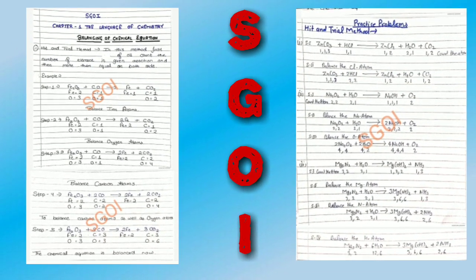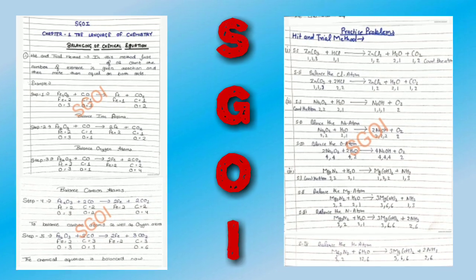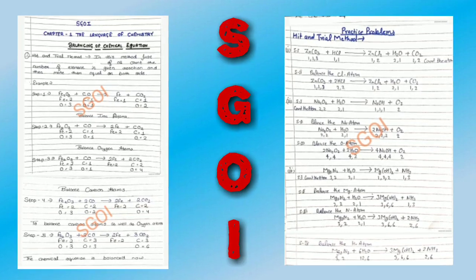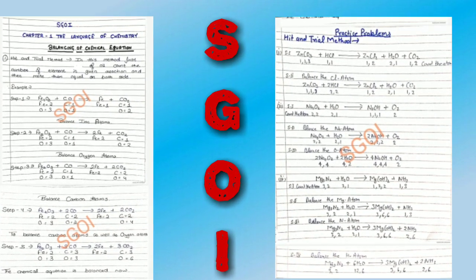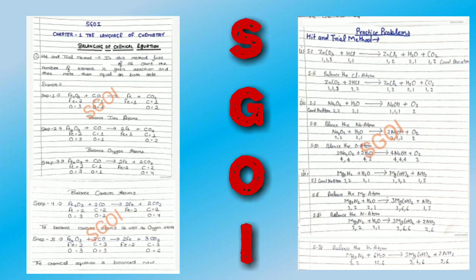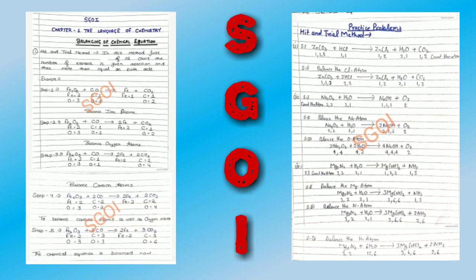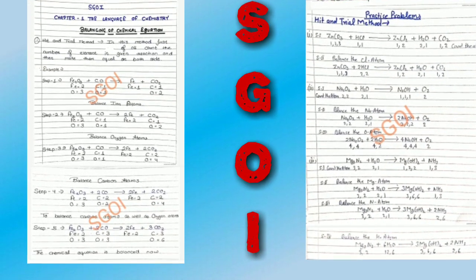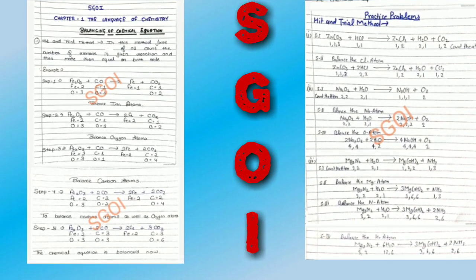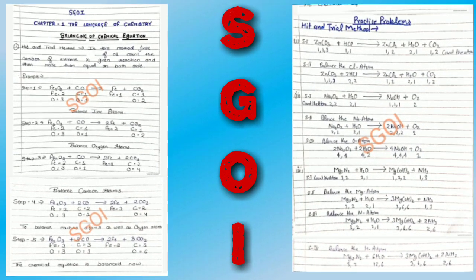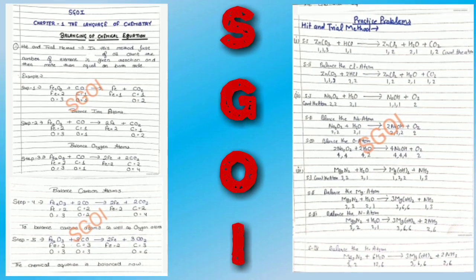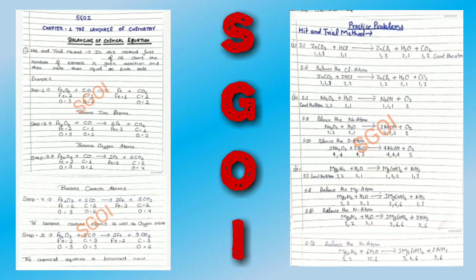To balance the carbon atom as well as the oxygen atom on both sides, we can multiply 3 in CO and 3 in CO2. Now all the atoms are balanced on both sides. Check it. Iron is 2 on both sides, carbon is 3 on both sides, oxygen is 6 on both sides. This is the balanced chemical equation. Okay.